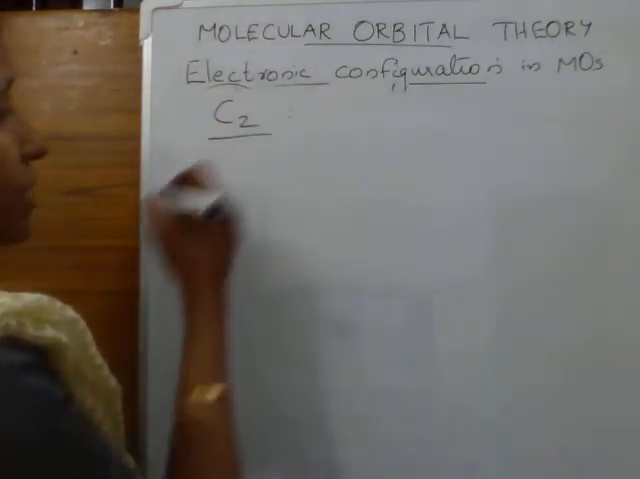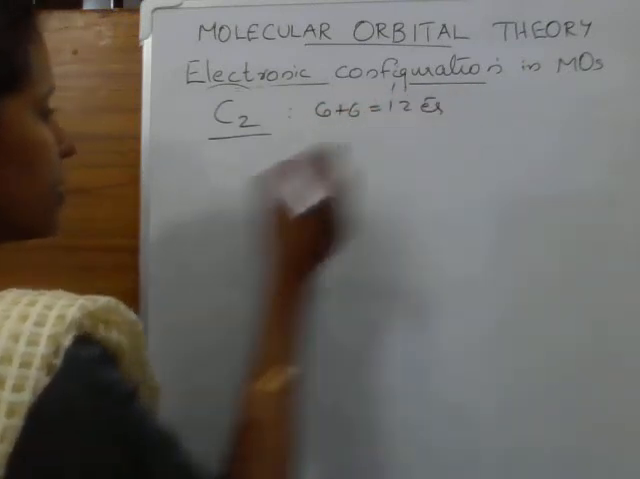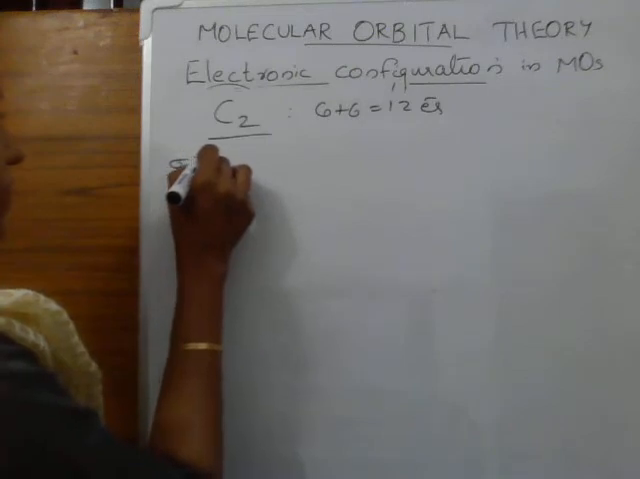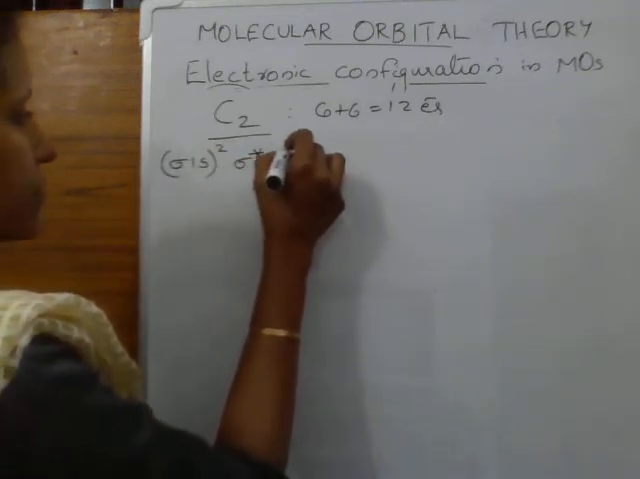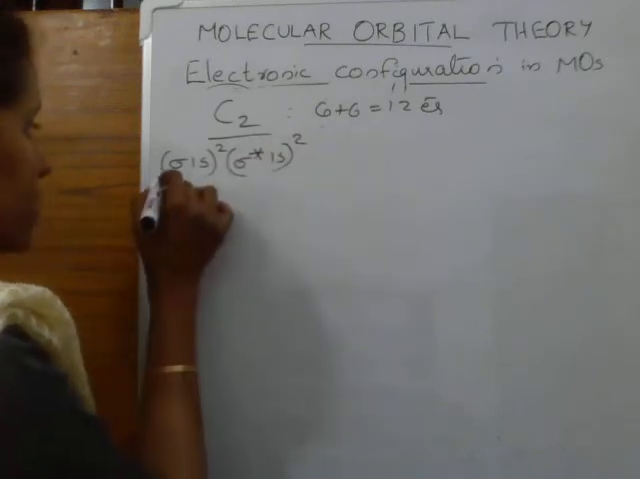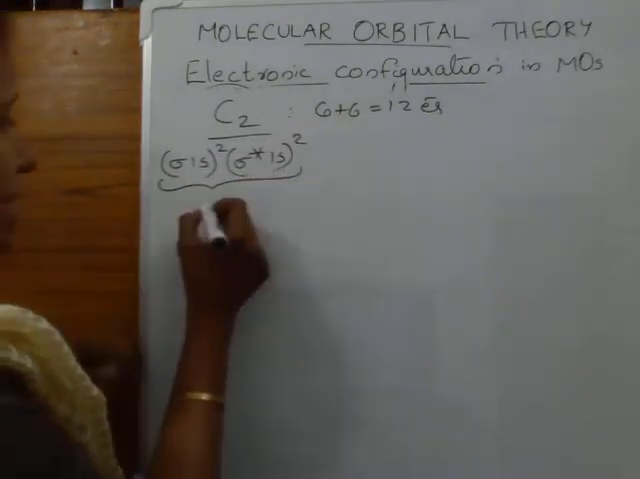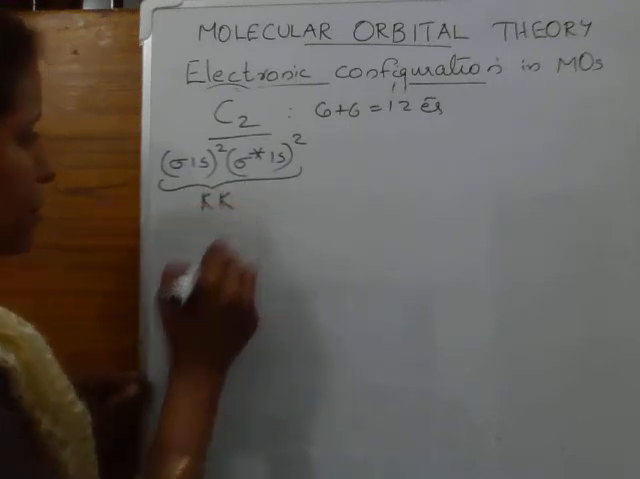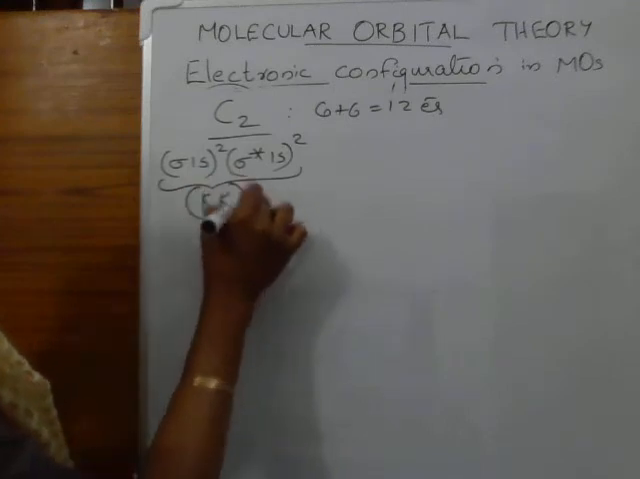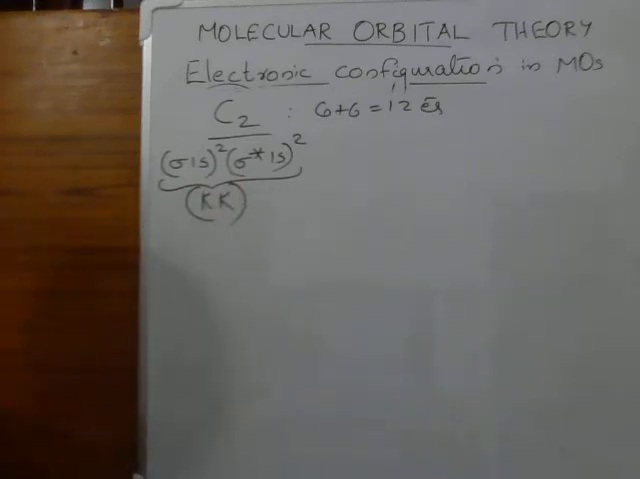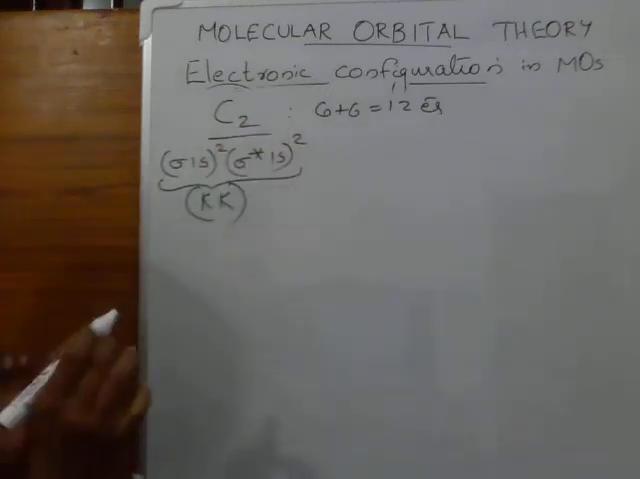C2 molecule contains how many electrons? 6 plus 6, 12 electrons. Electronic configuration will be sigma 1s 2, sigma star 1s 2 electron, and this represents the complete K shell. The complete K shell can be represented by KK. So instead of writing sigma 1s and sigma star 1s 2, you can write KK also.